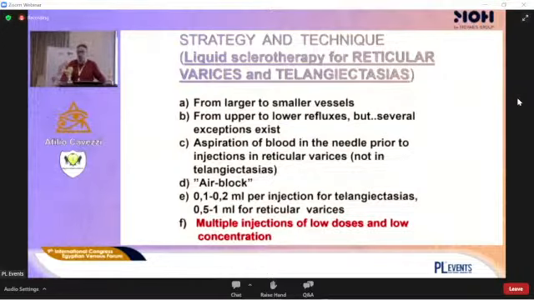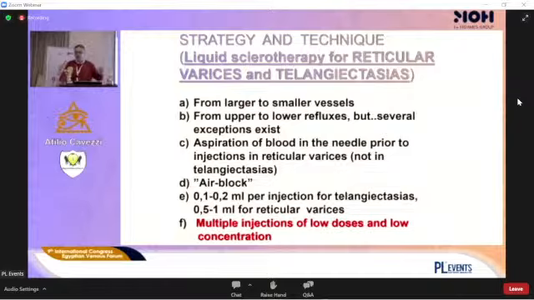This is not possible with the telangiectasia. Then we should always use air block, because injecting some air into the vein prior to liquid entrance means that we clear the vein. We improve the outcome because the lower the blood, the better the outcome.